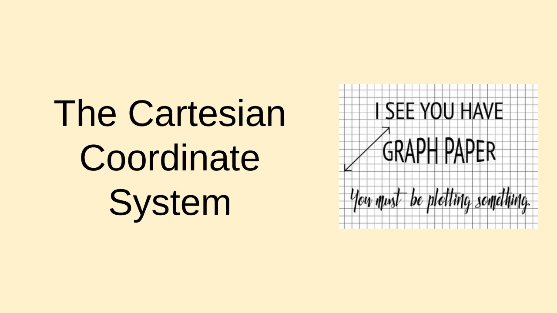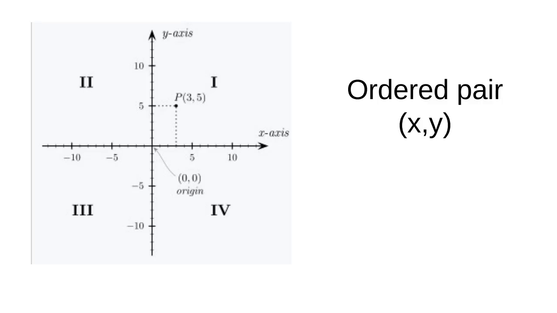This video is our first look at the Cartesian coordinate system, or what you might call graphing. When graphing in an XY coordinate plane, the first thing you're going to need to do is draw your x-axis and your y-axis. The x-axis is like a number line that goes side to side, and the y-axis is also like a number line, but it goes up and down.